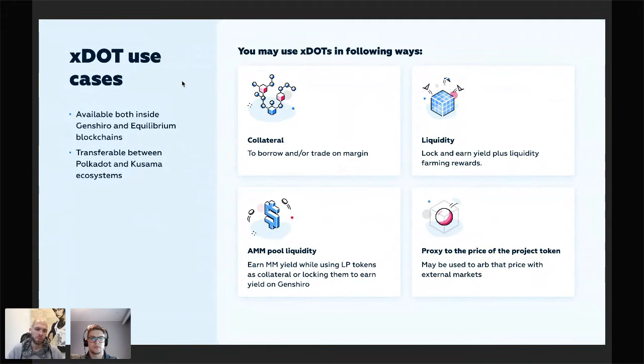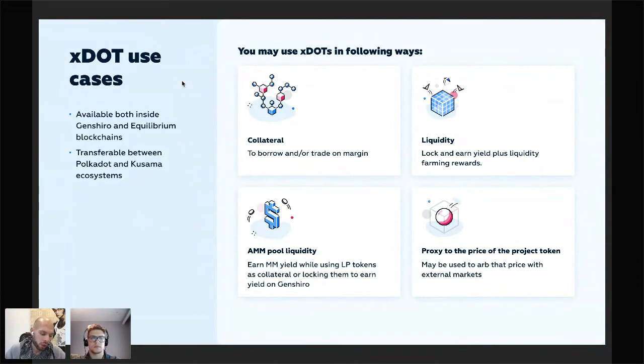You will be able to borrow, for example, stablecoins against your xDOT and enjoy this liquidity while your xDOT is locked, receiving rewards from projects which you supported in the crowdloan. On top of that, it will also receive farming rewards from our liquidity farming program in Genshiro. So basically, your rewards will be doubled. Another option is to lock xDOT, basically to lend it out and participate in the insurance pools in Genshiro, and also earn liquidity farming rewards.